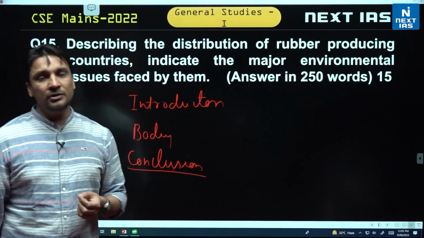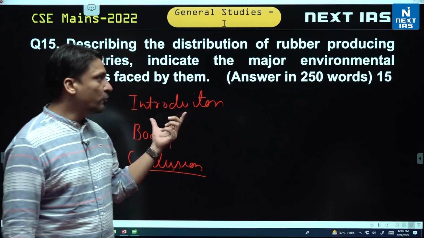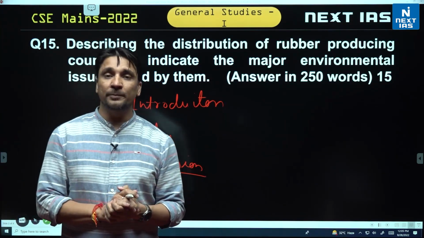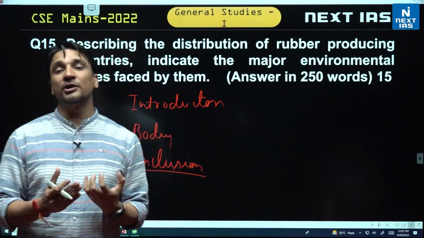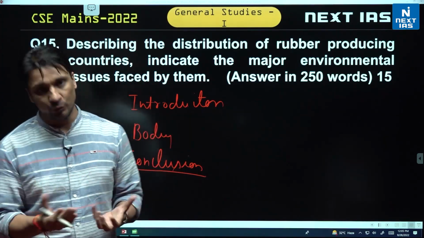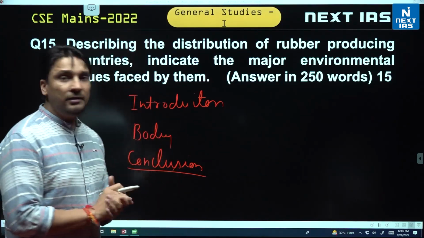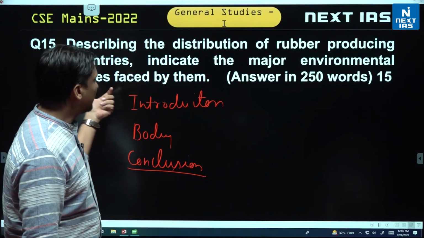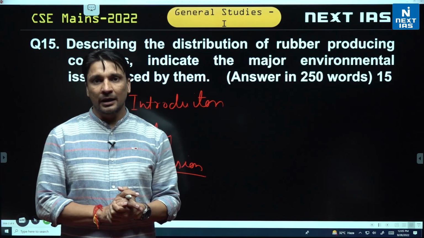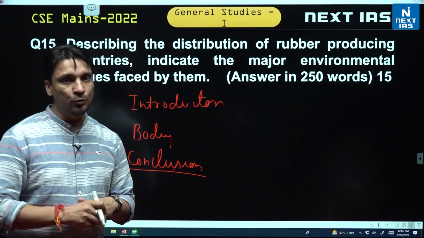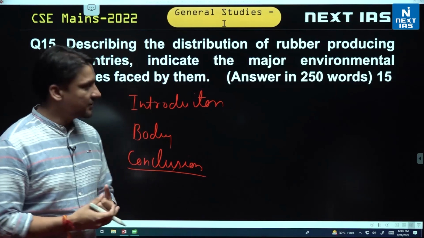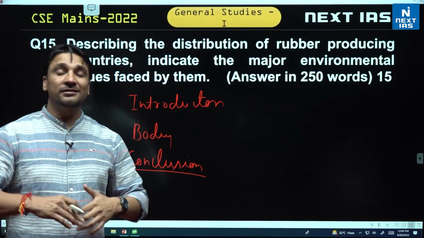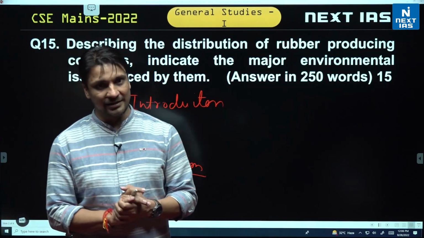The introduction part will include the significance of rubber and the processes of manufacturing of rubber, means how rubber is produced. In the body part, one was supposed to write about the areas where rubber is produced and various major environmental issues faced by these areas. And then in conclusion, one was supposed to write about the sustainable rubber production practices.